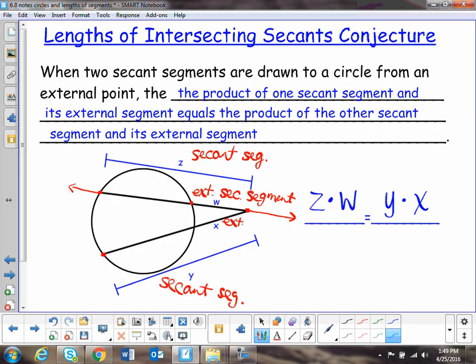So remember, it's the whole secant segment times the outer part equals the other one. Of course, they have to be connected. It can't be a picture like this, just because they're close to each other. That one doesn't work. They have to intersect.